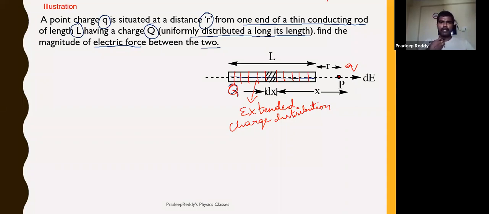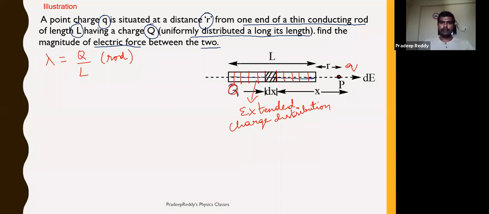Now, for that, I will take a very small element of this total rod. I'll cut this rod into many small parts, and each part's length I can take as dx. The total length is L, and each part's length I am considering as dx. We know that lambda is the linear charge density, which for this rod is capital Q divided by L.